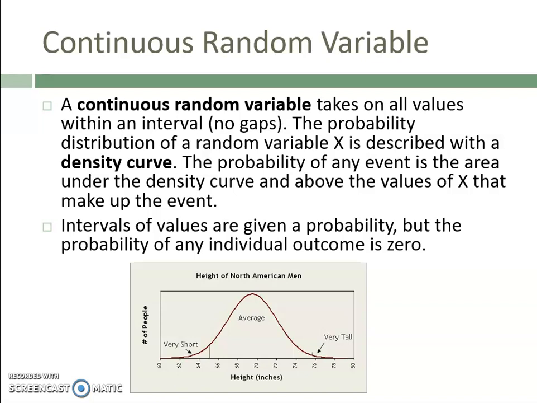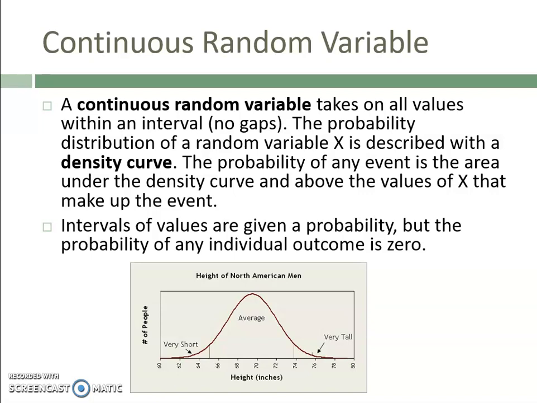Okay, we're on our next installment of 6.1. We just finished talking about discrete random variables. Now let's talk about continuous random variables. These are going to be very simple because it's very similar to something we've already done. Now a continuous random variable takes on all values within an interval. There are no gaps between them.